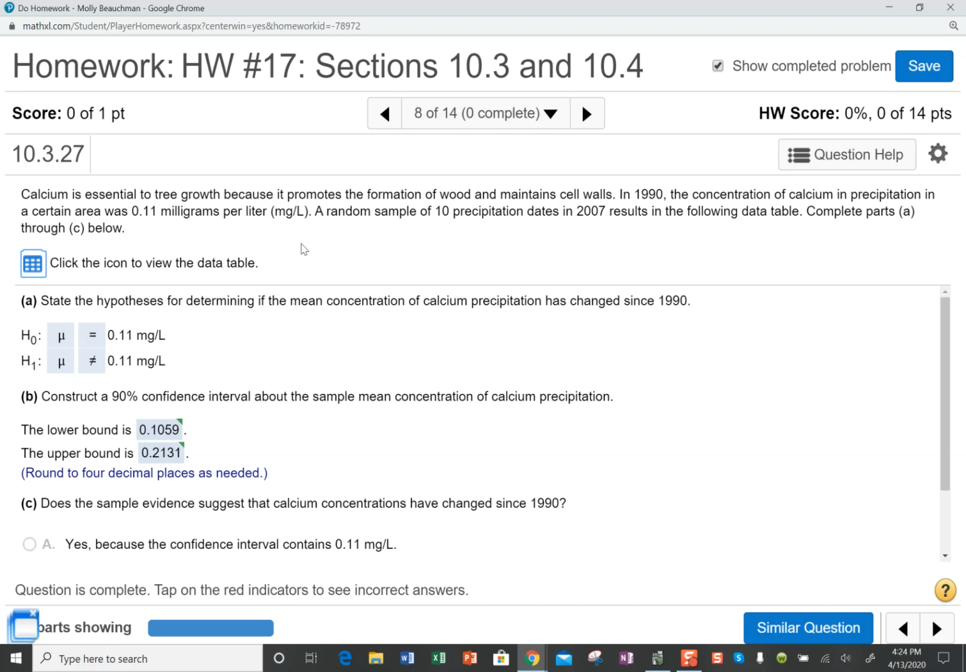Calcium is essential to tree growth because it promotes the formation of wood and maintains cell walls. In 1990, the concentration of calcium in precipitation in a certain area was 0.11 milligrams per liter. A random sample of 10 precipitation dates in 2007 results in the following data table. Complete parts A through C below.